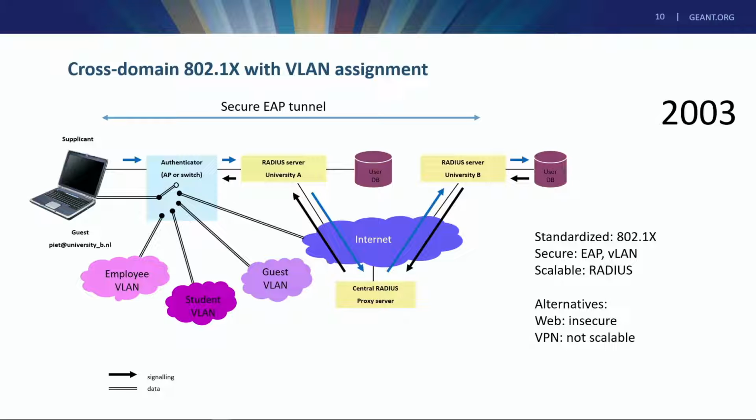EAP, the Extensible Authentication Protocol, is a way of making sure that only the supplicant, in 802.1x terms the device that the user uses, and the home server can see what the username and password are. And that means that while RADIUS is actually a pretty insecure protocol, that doesn't really matter, because we make sure that there's a secure tunnel all the way to your home institution.